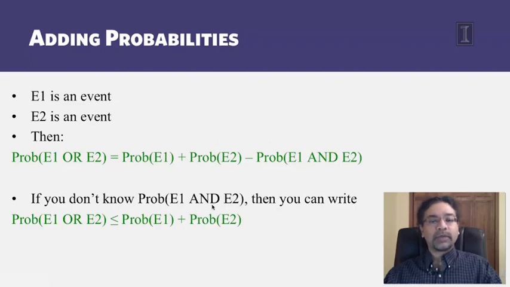If you do not know the probability of E1 and E2, this last term, then you can write the inequality: the probability of E1 or E2 is less than or equal to the sum of the constituent probabilities. Sometimes we use these inequalities to upper bound the probabilities of the disjunctions, as we see here.